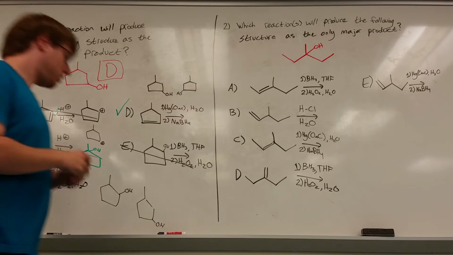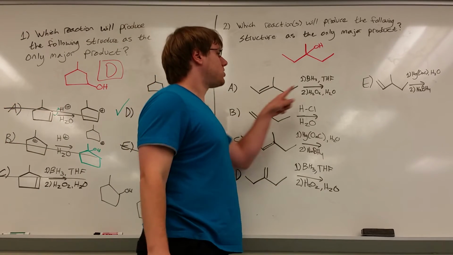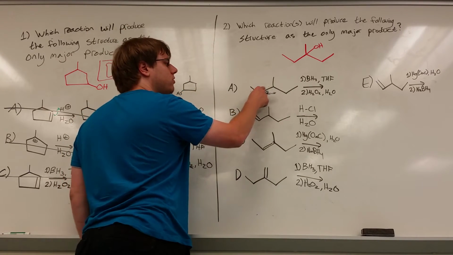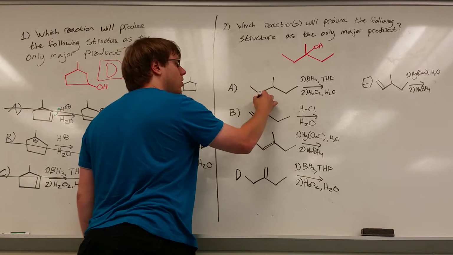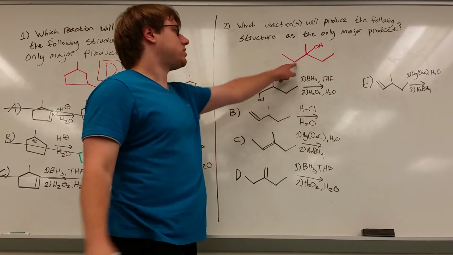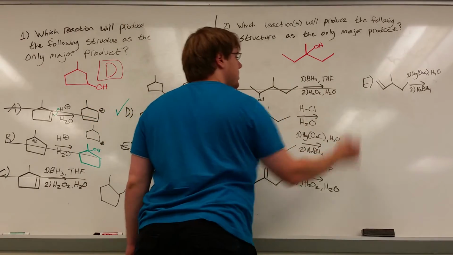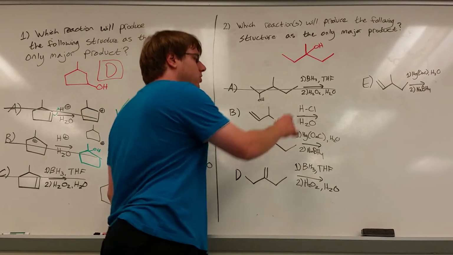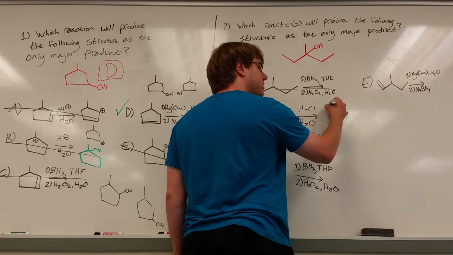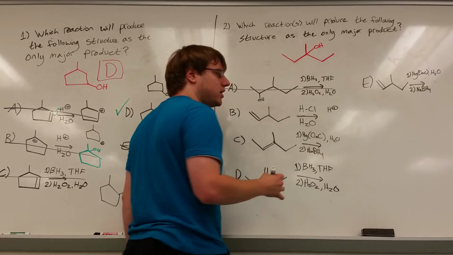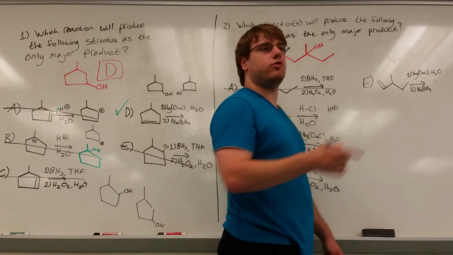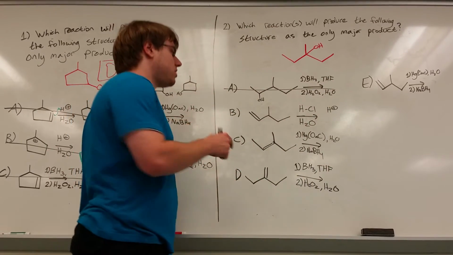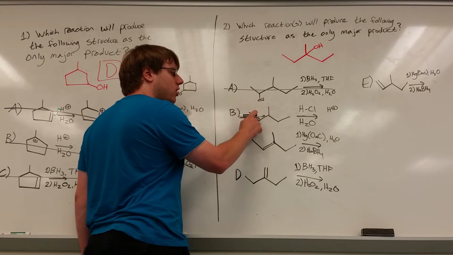For number 2, let's see. So the hydroboration reaction, again, that will put the OH on the lower degree carbon, meaning the OH would end up over here. That doesn't match up with what we want, so choice A is out. HCl with H2O. Now I put HCl here on purpose, but remember HCl is just an acid. It's the same thing as writing H+. If I wrote H2SO4 or H3O+, those are all acids, they all do the same thing. They protonate this and give you a carbocation.